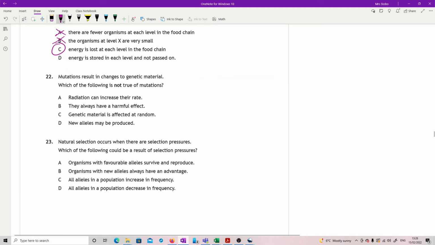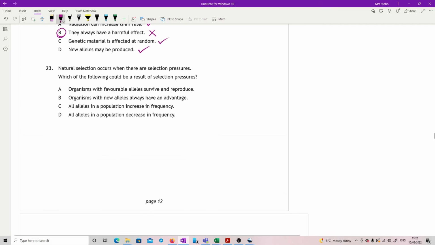Question 22. Mutations result in changes to genetic material. Which of the following is not true of mutations? Radiation can increase their rate. Definitely true. They always have a harmful effect. Now that's not true. They often do, but sometimes they're good for you, which is why evolution has occurred. You're the result of billions of years of wonderful mistakes. Okay, and just to be clear, genetic material is affected at random. That's your definition almost of a mutation. New alleles may be produced. That's the whole point of why we need them from a natural selection point of view.